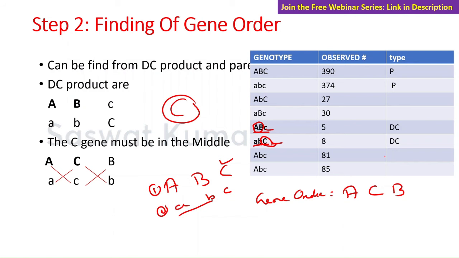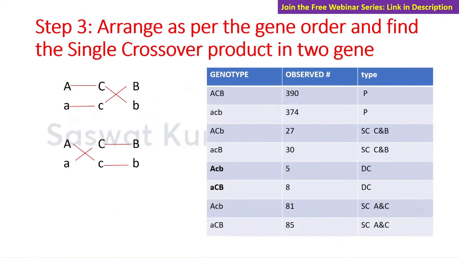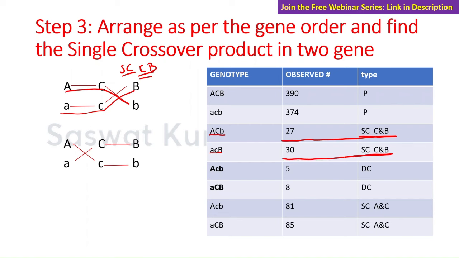Okay, now you have to find the single crossover product. Now you know ACB is the gene order. So if ACB is the gene order, if there will be a single crossover between C and B, what will be the product? Capital A, capital C, small b. I mentioned here the single crossover product between C and B. Then small a, small c, capital B. That is your single crossover between C and B.